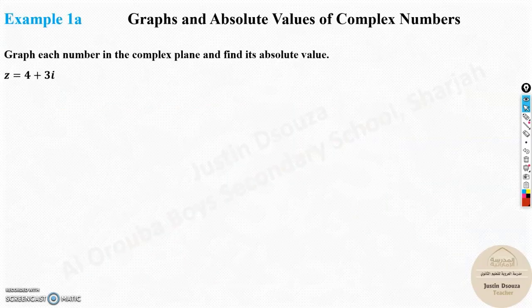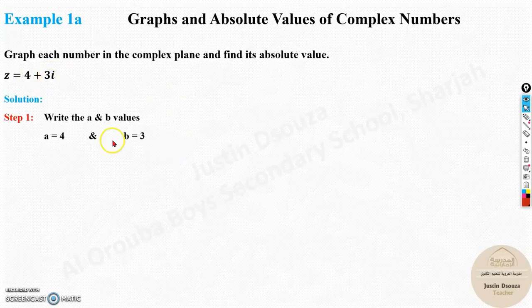Now let's see a couple of problems: graphing and finding absolute values of complex numbers. Graph each number in the complex plane and find its absolute value. You can see z is equal to 4 plus 3i. This is a complex number. How do we graph it? It's very simple. Identify what is a and what is b. a is the real part, b is the imaginary part. So step 1, write the a and b values. a is 4, b is 3.